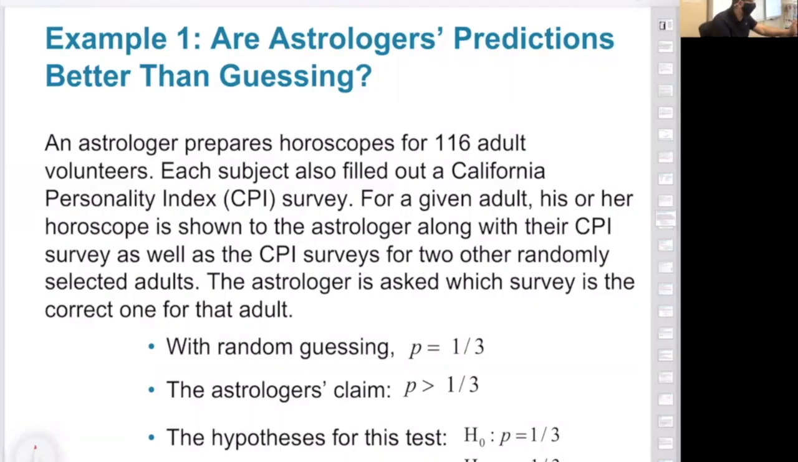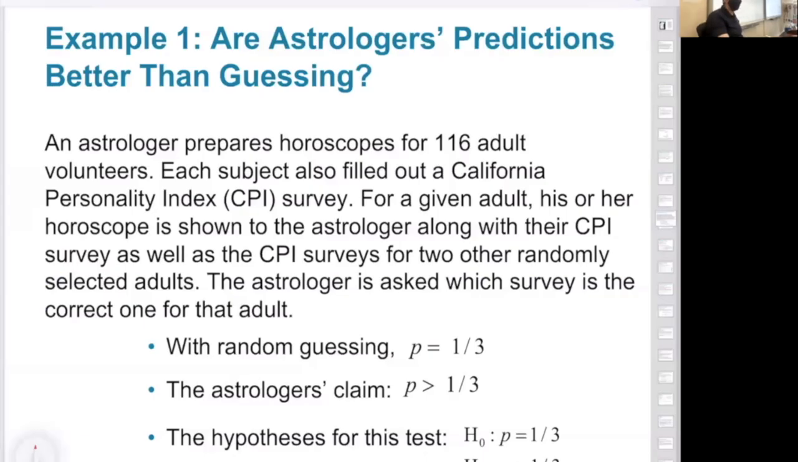As you can see, an astrologer prepares horoscopes for 116 adult volunteers. Each subject also filled out a California Personality Index, a CPI survey. For a given adult, his or her horoscope is shown to the astrologer along with their CPI survey as well as the CPI surveys for two other randomly selected adults. That means we will have three surveys, of course one of them is the correct one. The astrologer is asked which survey is the correct one for that adult.